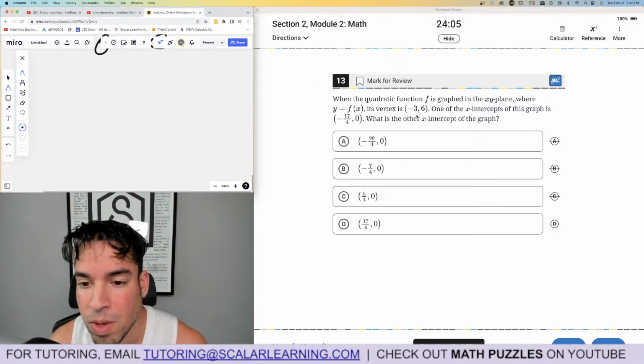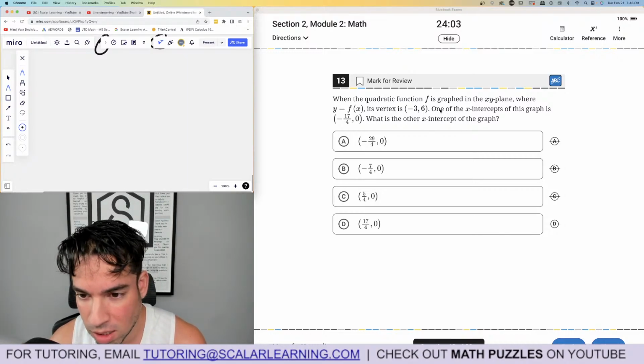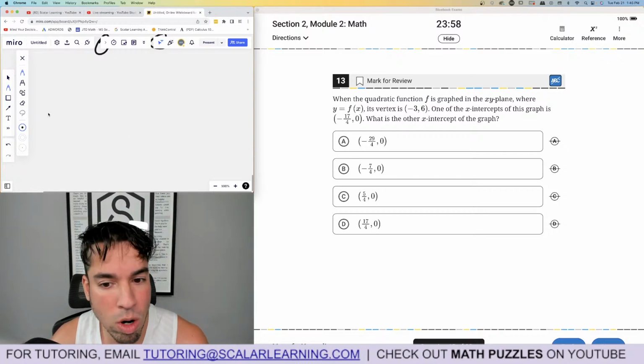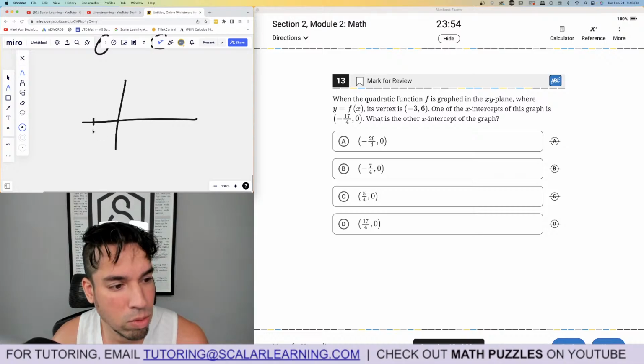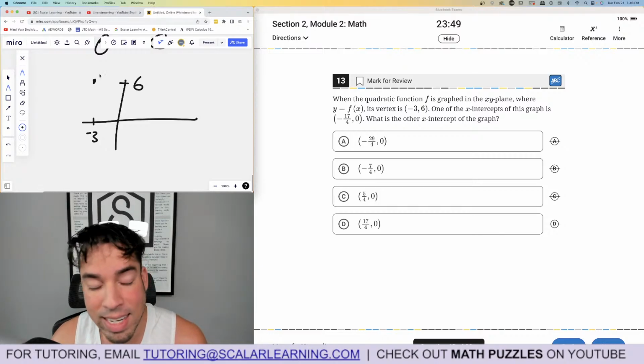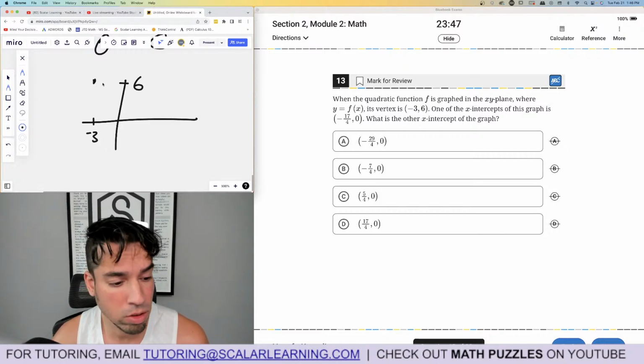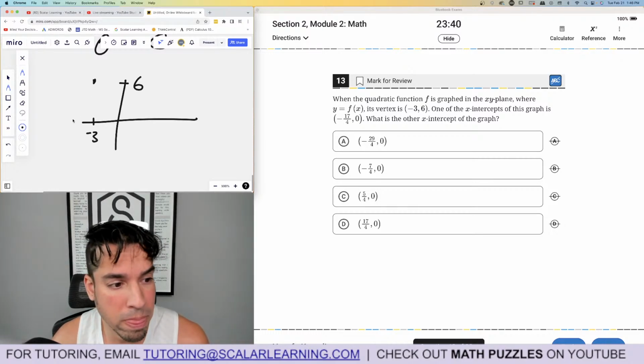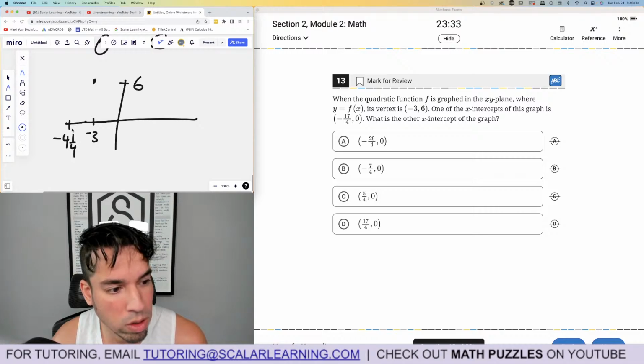When a quadratic function is graphed here, the vertex is negative 3, 6. One of the x-intercepts is this. What is the other? Okay, watch this. This is a really nice thing. When the vertex is at negative 3, 6, it's exactly in the middle of the x-intercepts. So this is a nice little tip. Here's the vertex. The other one is at, what is that? That's negative 4 and a fourth, right? If you divide 17 by 4, it goes in 4 times and then a fourth left over. So one of them is at negative 4 and 1/4, 0.